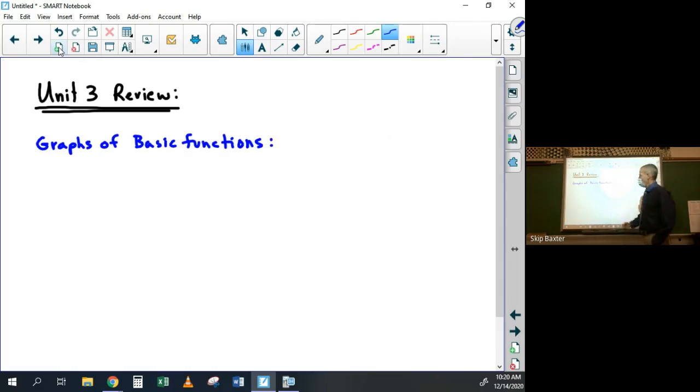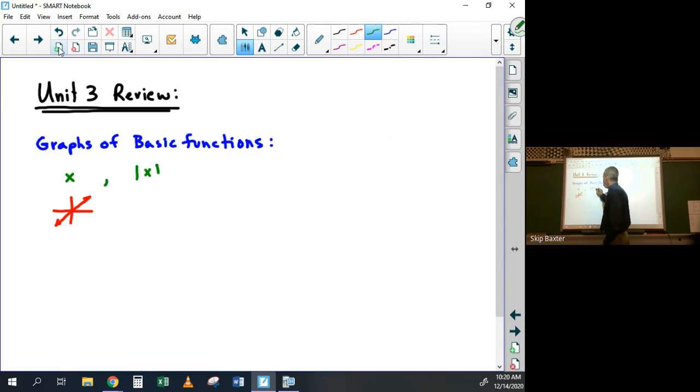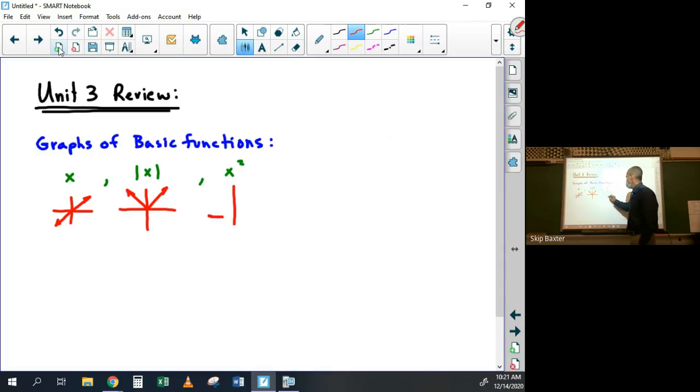So the basic functions that you should definitely know how to graph are y equals x, which is just a line, right? Y equals absolute value of x, which is a V-shaped graph. It just takes all the y values and makes them positive. X squared, which is a parabola.